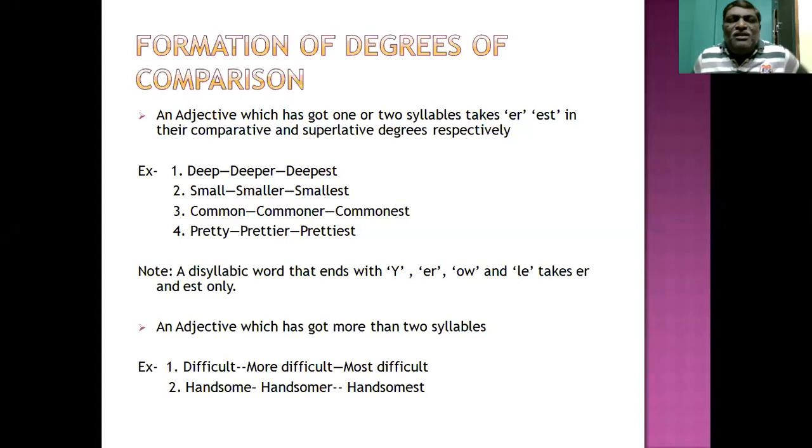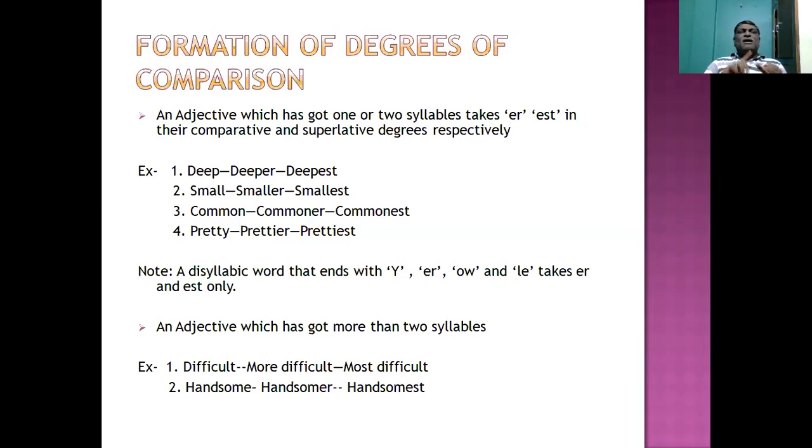So what is the rule? The rule says, simple: whenever an adjective has one or two syllables, of course, coming to two syllables or disyllabic words, there are certain exceptions. I'll talk about them later. As of now, you just keep that in mind. An adjective which has one or two syllables will take er or est in their comparative and superlative forms.